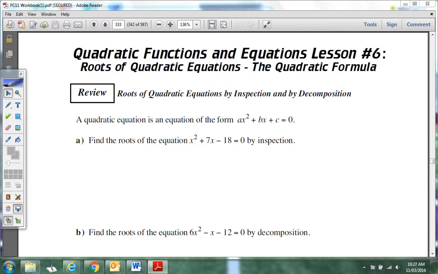So the quadratic formula, the good news with it is you can use it all the time to solve. It is longer, but if you have a factoring problem that for some reason you're not factoring, it doesn't work, you can use the quadratic formula, it'll kick out the answers.